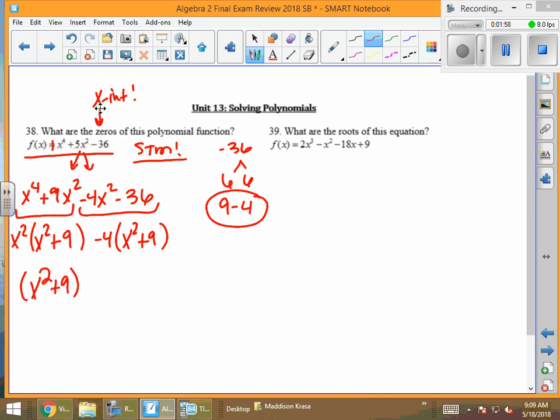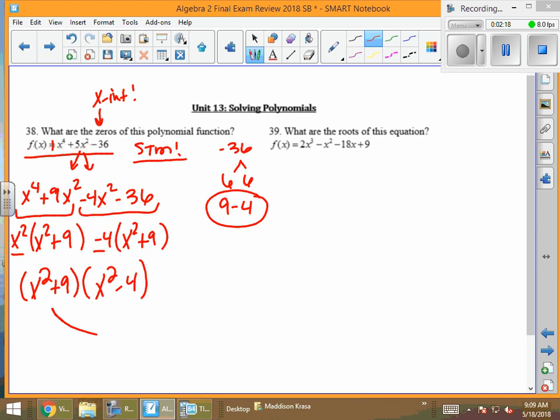And the parentheses will be one of your answers, the x squared plus 9. The other two answers come from the x squared minus 4. So there is the factored form of our answer. But we actually want to solve this because it says what are the zeros or the roots. It doesn't ask for the factored form.